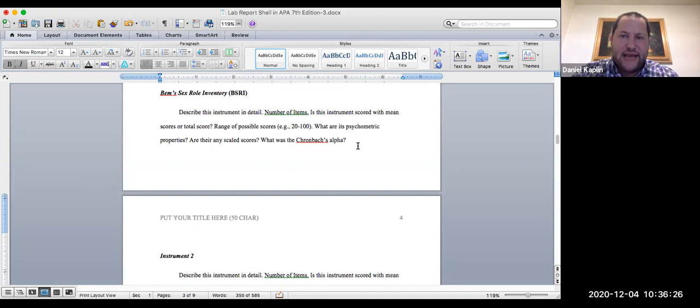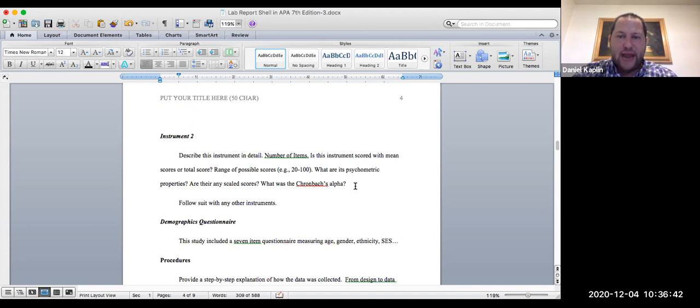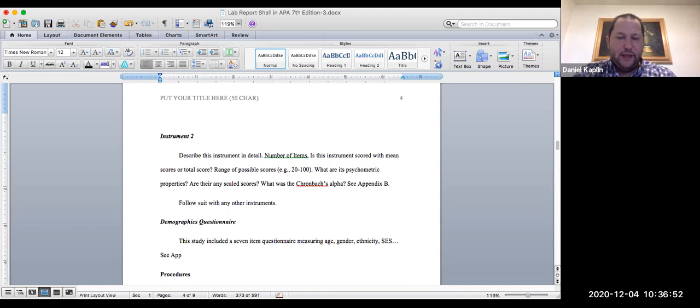And I would also say when you have an instrument, you want to attach it as an appendix. So you're going to say, see Appendix A. If that's your first instrument, your second instrument would be see Appendix B. And if you had a third instrument, which is your demographics questionnaire, see Appendix C, right? Now, if you have more than 3 instruments, you talk about each of the instruments, and then at the end, talk about your demographics questionnaire.